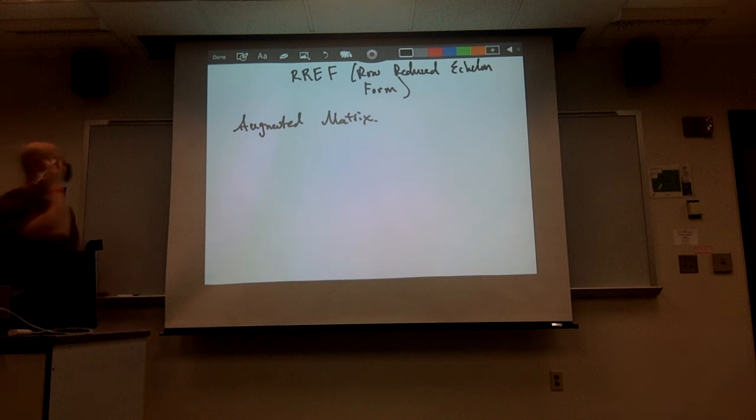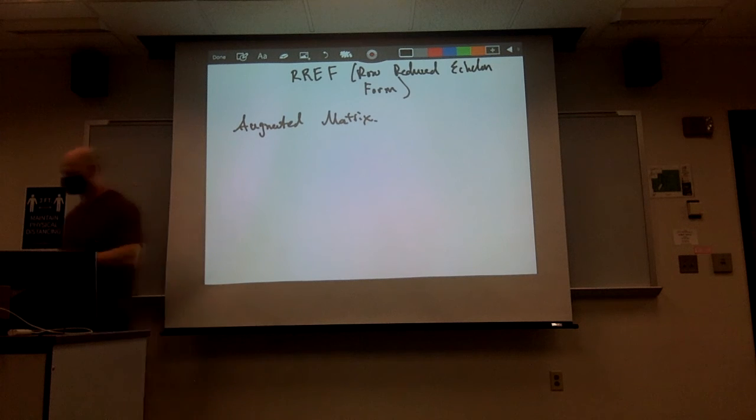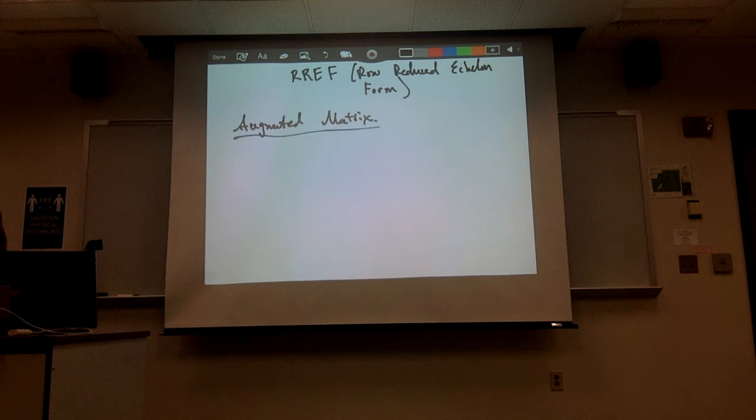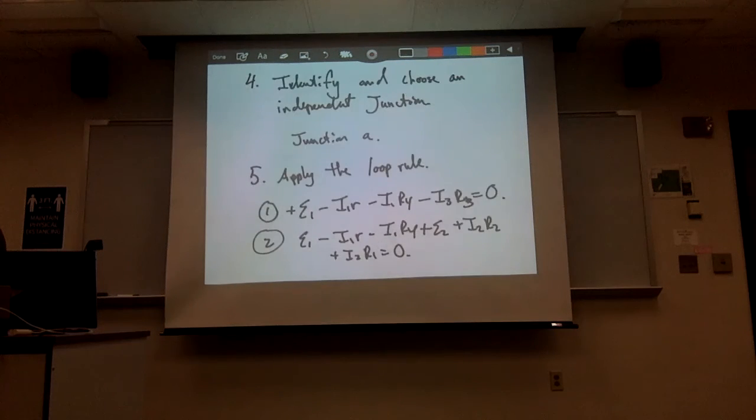What you're going to use is something known as row reduced echelon form. So you're looking for this. It stands for row reduced echelon. This uses what's known as an augmented matrix. So what's an augmented matrix? Basically, we're going to use those equations to create what's known as a matrix. Let me go back and recopy our equations here just so we know what they are.